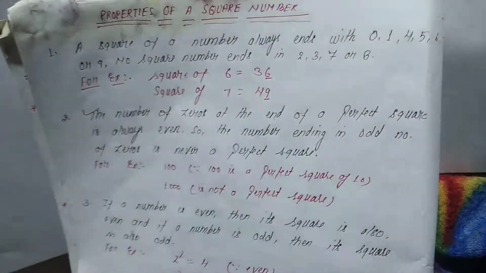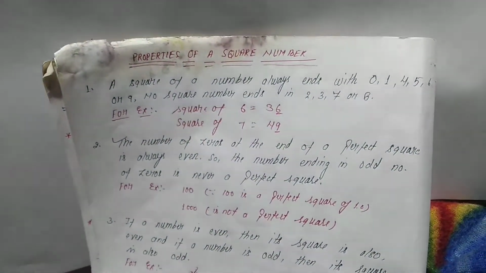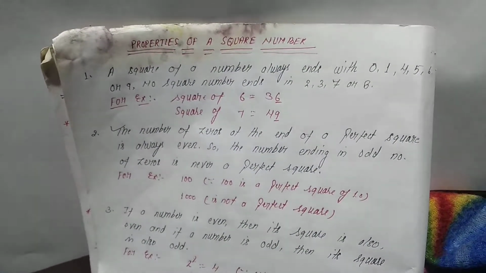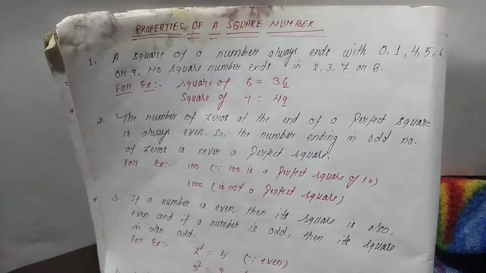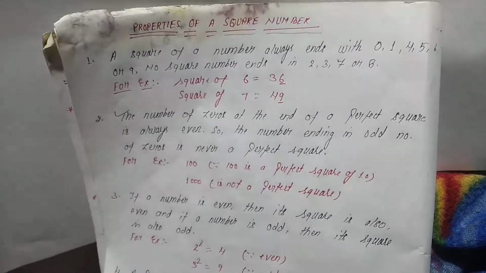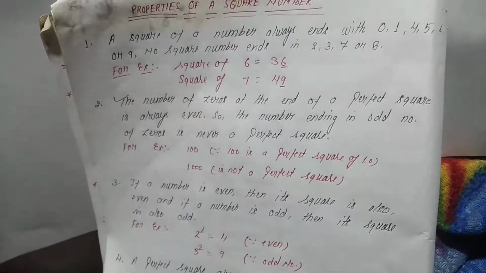In that way, you will be able to tell whether a given number is a square or not without actually calculating the square of a number. In that way, your time will be saved. All these properties will help you to recognize whether a given number is a square or not without actually calculating it.